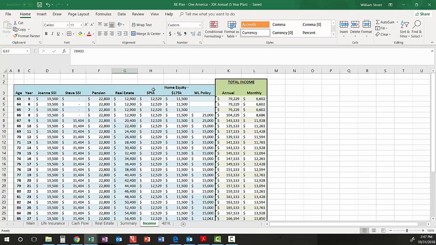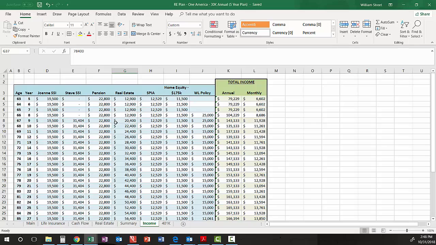Now, the SPIA column I mentioned before, we had a smaller 401k balance, and we're starting to draw income 3 years sooner. That means that our SPIA balance is less, but it's still guaranteed for the rest of your life.